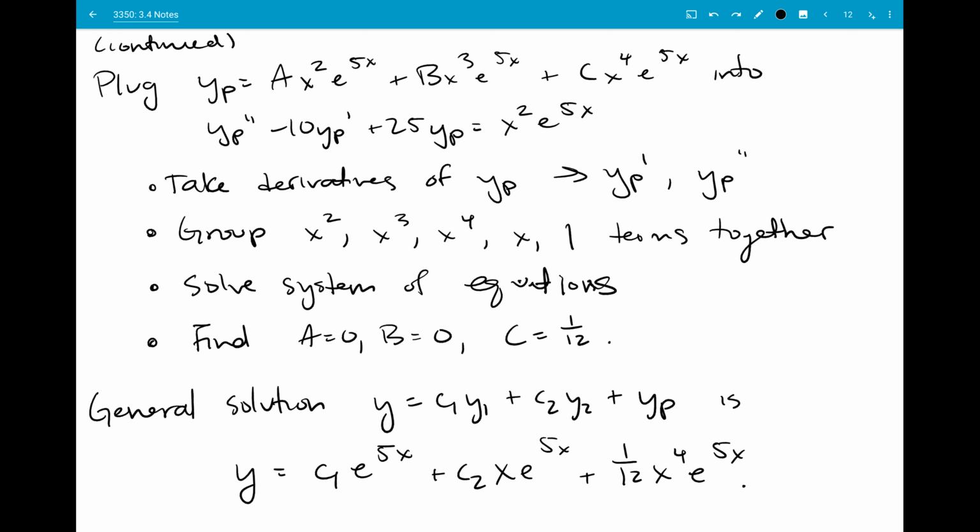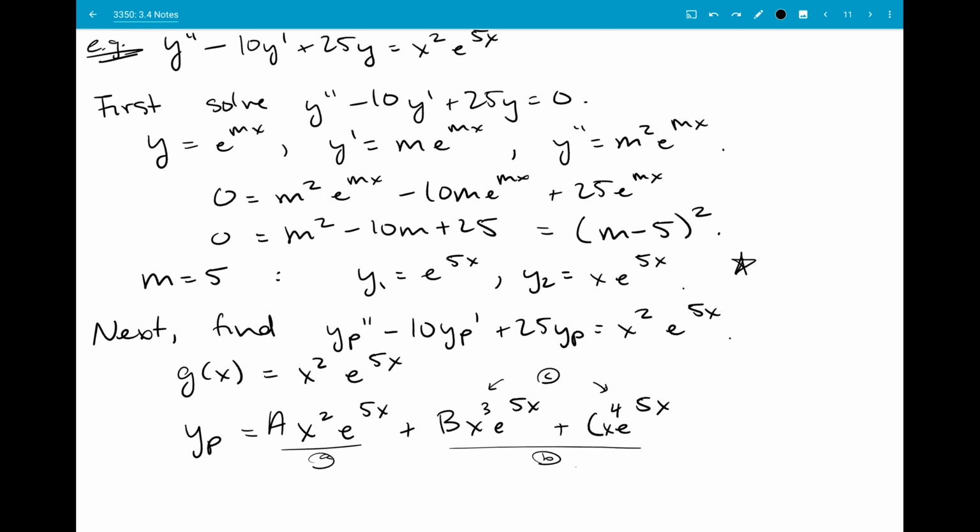So that was a pretty long example, even though we skipped all of the algebra and calculus that went into it. But I think it was an important one because forming this y sub p is the tricky part of this method. And if you don't do it right, you won't find the true solution.